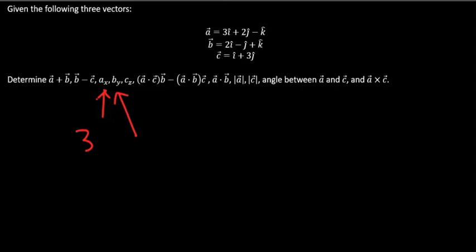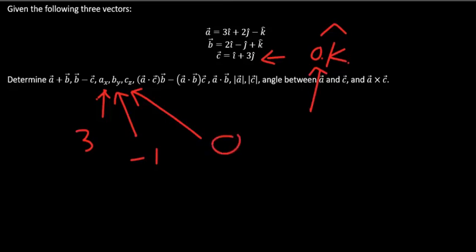Likewise, B y is the y component of vector B. The number that multiplies j hat is minus 1. So the answer there is minus 1. And finally, C z, or the z component of vector C. You see that in the description of vector C, there is no k hat, or quite simply it is 0k hat. So that means the z component of vector C is just 0.